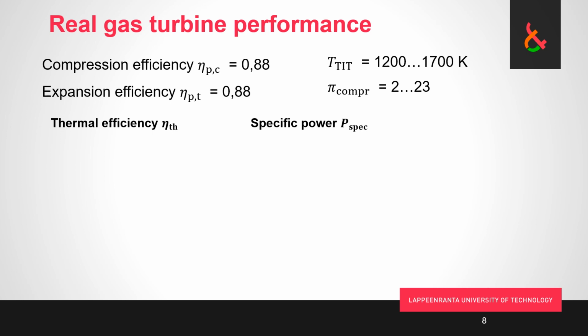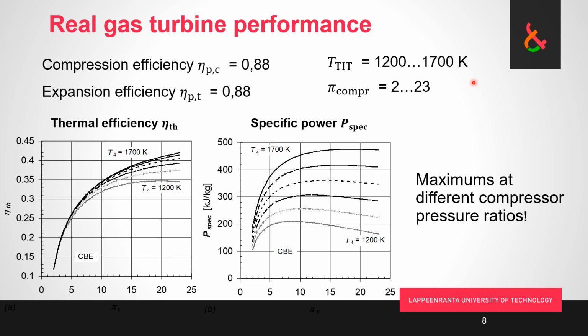In a different video and later in the lecture slides we will look at the idea of polytropic efficiencies. But for now we just know that these are compression and expansion efficiencies, 0.88 being typical figures for modern equipment. Turbine inlet temperature could be somewhere from 1200 to 1700 Kelvin, and pressure ratios from 2 to a little bit over 20. It can be higher, actually as much as twice as high in modern gas turbines, but this is what we have drawn here.